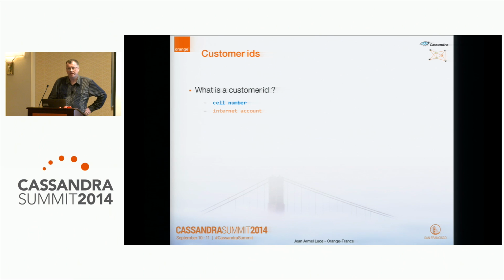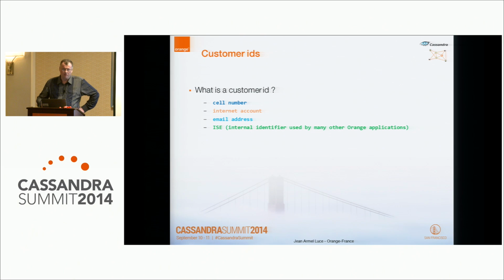But in this case, what is really a customer ID? At Orange, we are using many kinds of identifiers for our customers. Sometimes we use their cell number as identifier. Sometimes we use their internet account. Sometimes we use their email address. Sometimes we use other things, for example, an IAC, which is an identifier used by some Orange applications. And we also have many other kinds of identifiers.